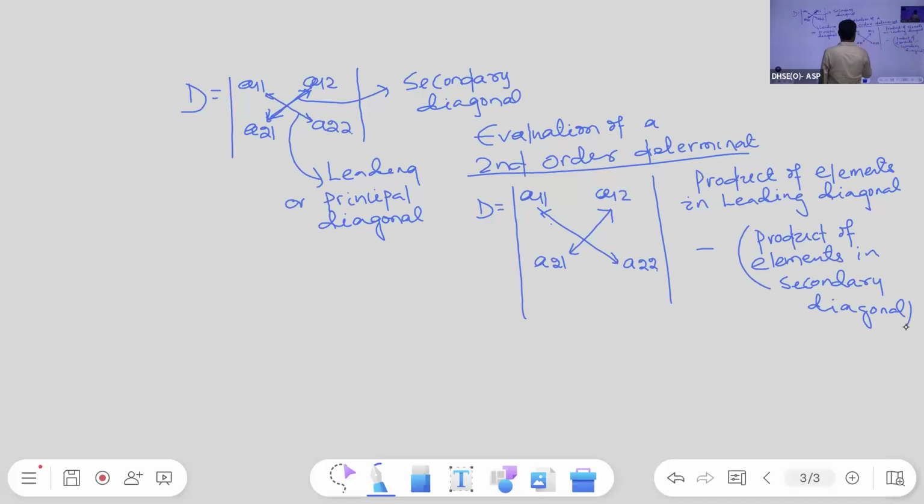So value of this determinant is equal to A11 into A22 minus A12 into A21. Product of the elements in the leading diagonal minus product of the elements in the secondary diagonal. I hope it is clear to you. Did you understand, guys? Please write in the chat box. Is it clear?